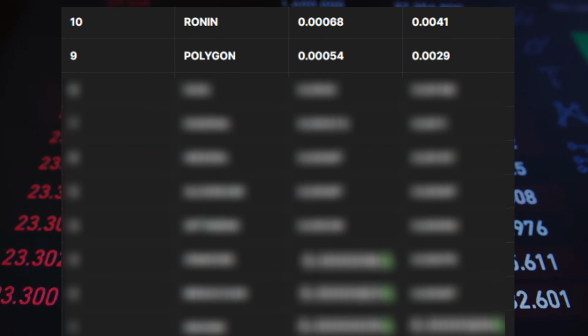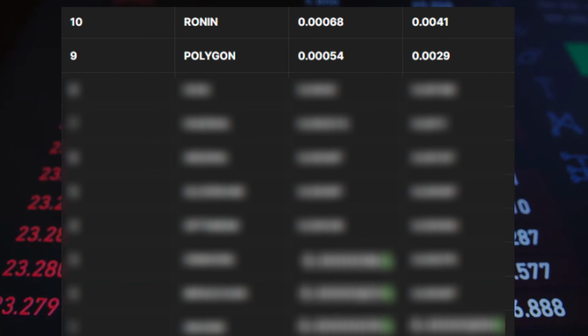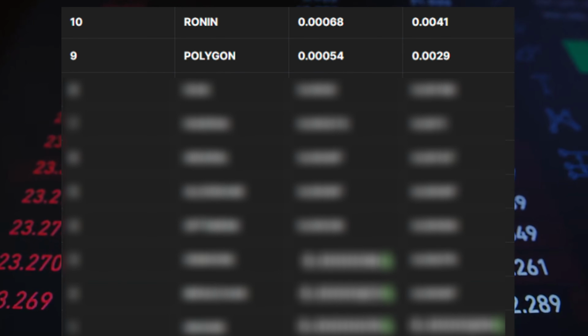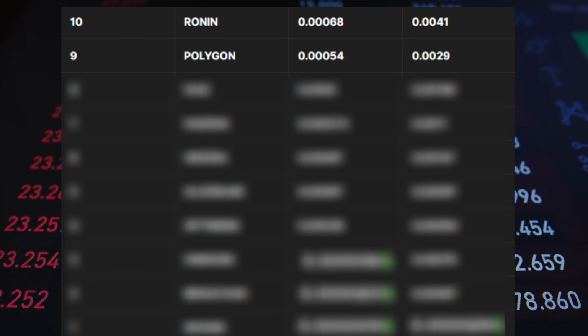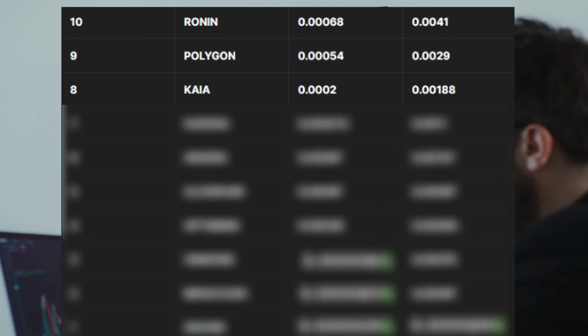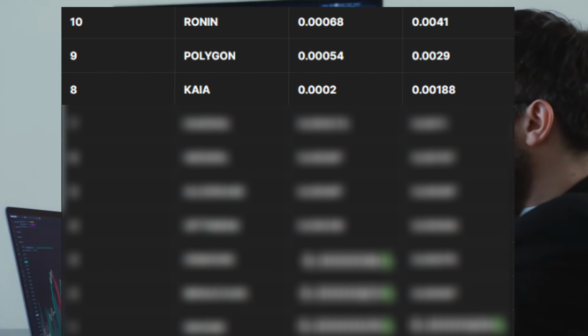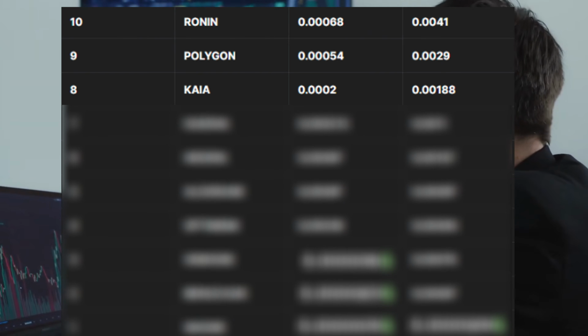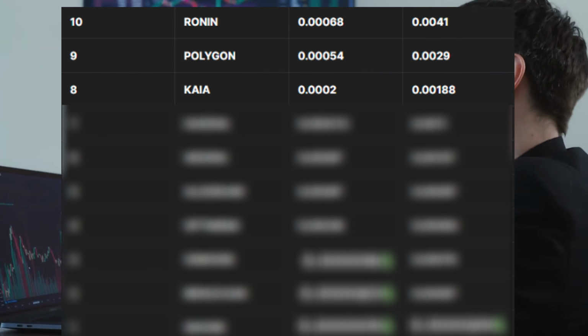Then we have Polygon, which also used to be very cheap in the beginning, then it became more expensive, and now it has become a lot cheaper again. In terms of Polygon's own price, it has gone a lot down, which has basically made it a lot cheaper to use. Then at number 8, we have Kaia, previously known as Klaytn. This is basically a Korean EVM blockchain by KakaoTalk. Very affordable numbers here.